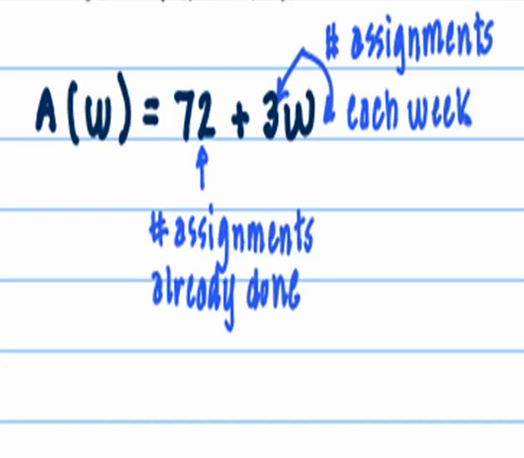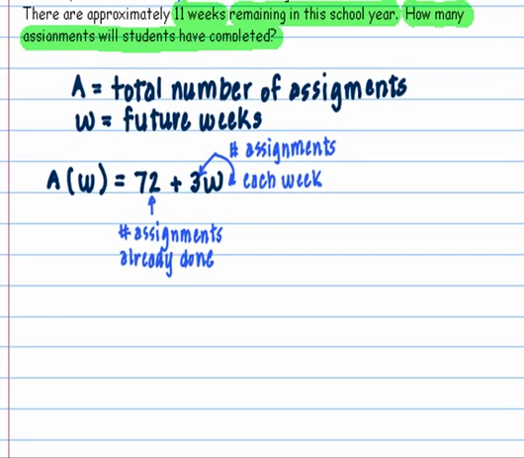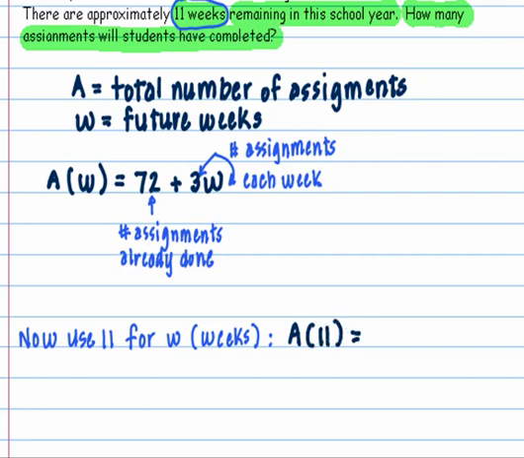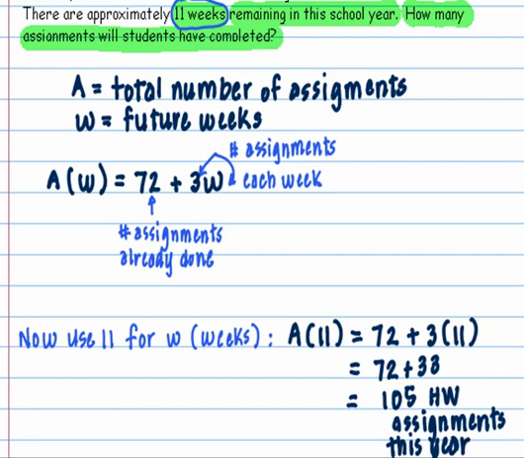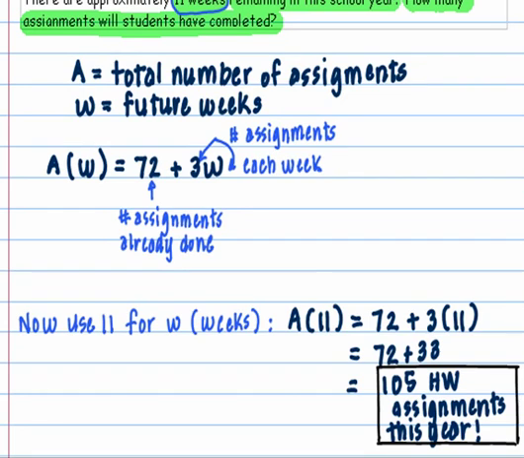Now, the last part of the question says if there are 11 weeks remaining in the school year, how many assignments will the students have completed? That means how many will they have completed in the entire year? So the 11 is going to be our input value. We'll put that in place of our input variable W. A of 11 equals 72 plus 3 times 11. 3 times 11 is 33. When we add 72 plus 33, we find that we have 105 assignments that the 8th graders have completed during that school year.